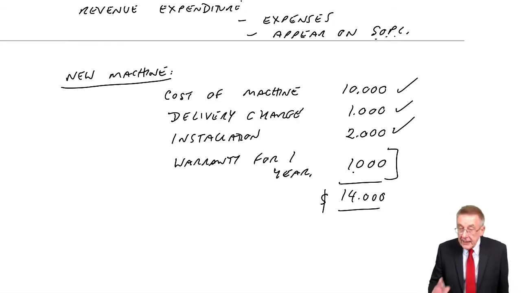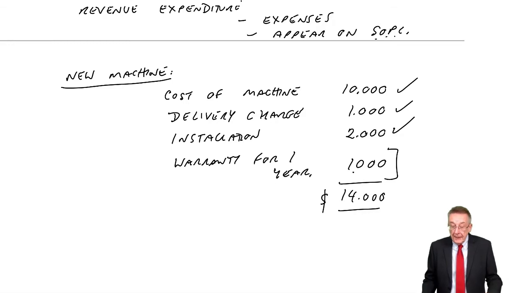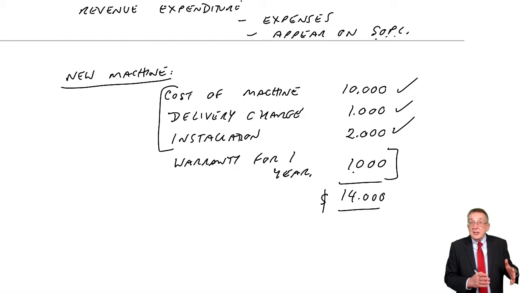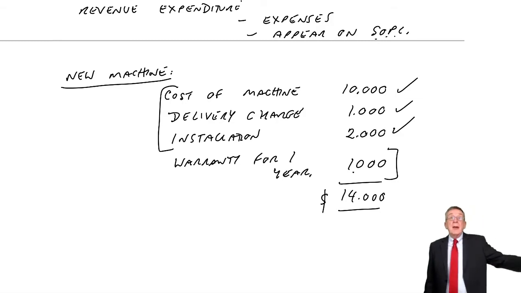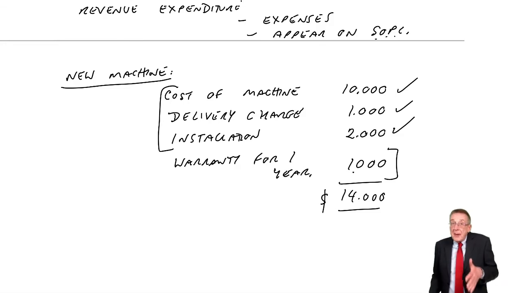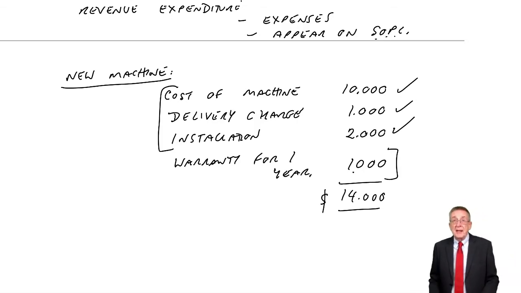However, this warranty is something different. Even if I hadn't paid for this 1-year service contract, at that stage, the machine is installed and it's working. And I could stop there. I could have not bought this warranty, and I'll pay repairs as and when it breaks down. But paying for any repairs is an expense of using the machine. It's a revenue expense.